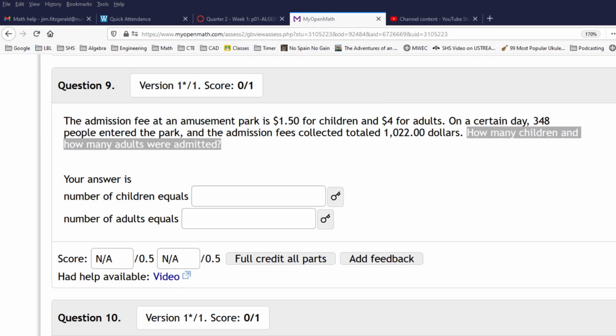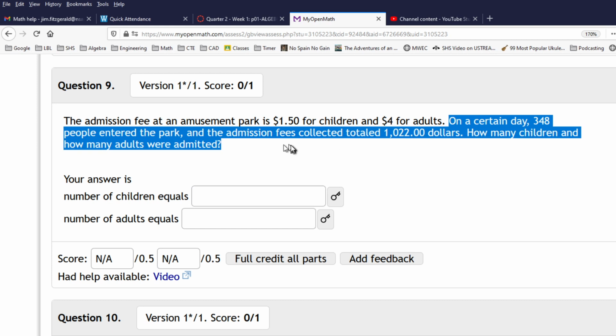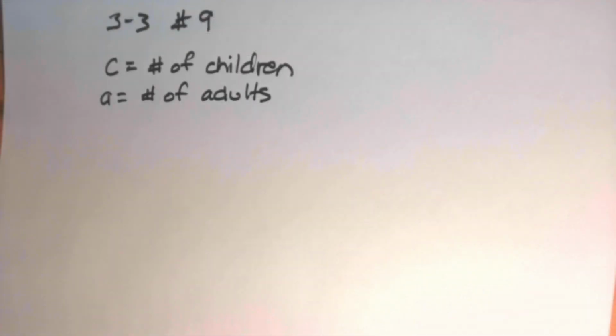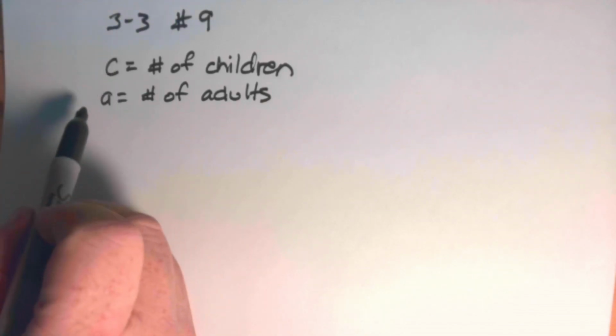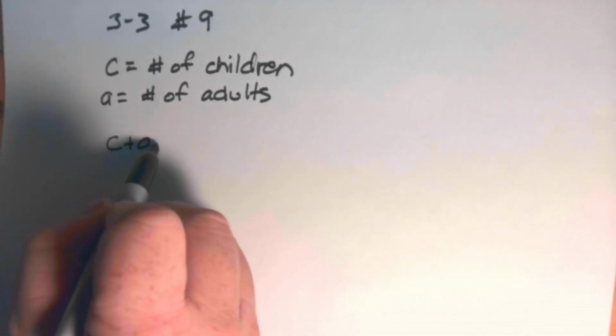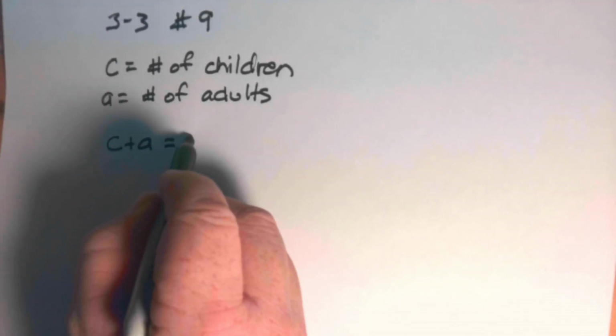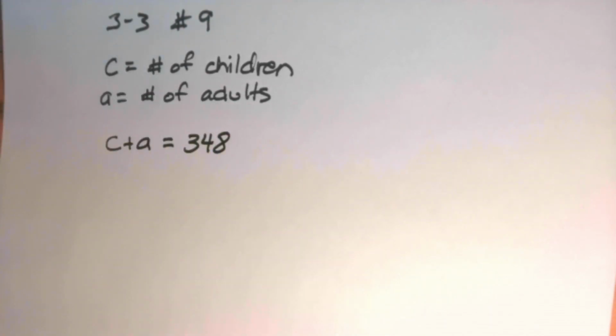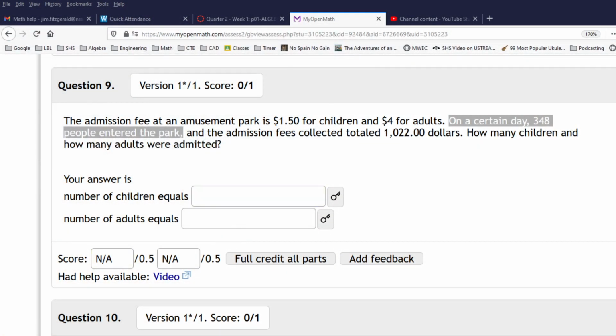It tells me here that on a certain day, there were 348 people who came into the park. Okay, so 348, that's talking about the number of people that come into the park. And so if I take the number of children that came in and the number of adults that came in and I add those together, that should equal 348, the total number of people who came in that day.